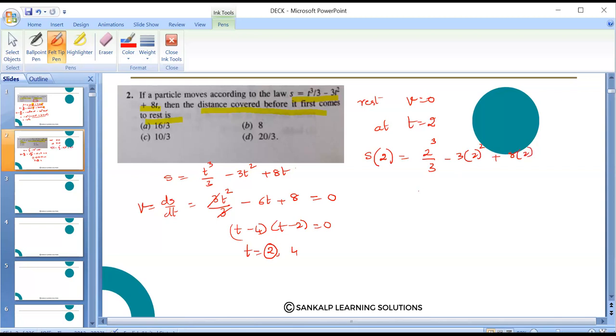8 into 2. That is 8 by 3 minus 12 plus 16. That is 8 by 3 plus 4, or 8 plus 12 by 3. That is 20 by 3, the distance covered in the first 2 seconds.